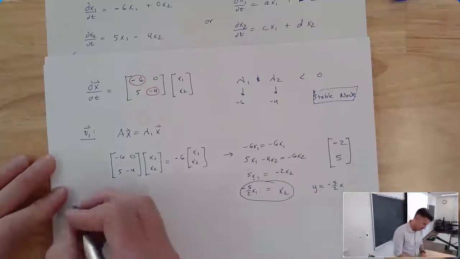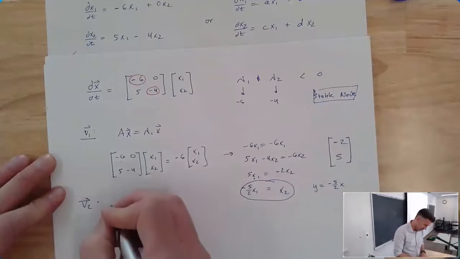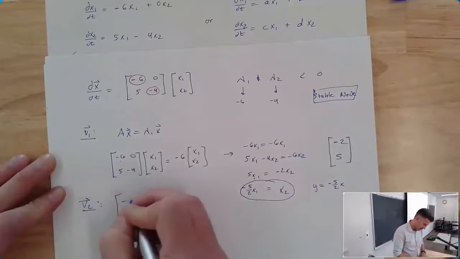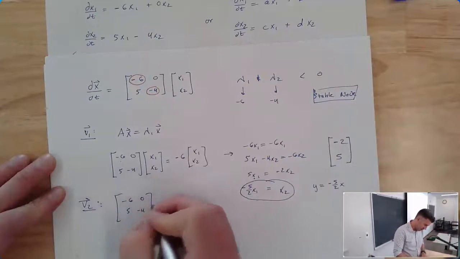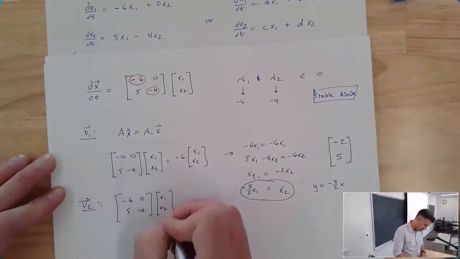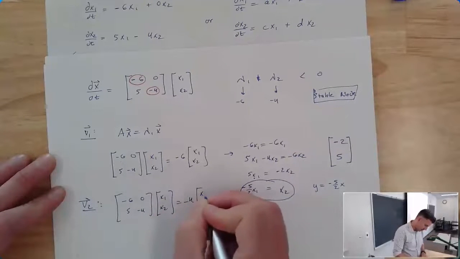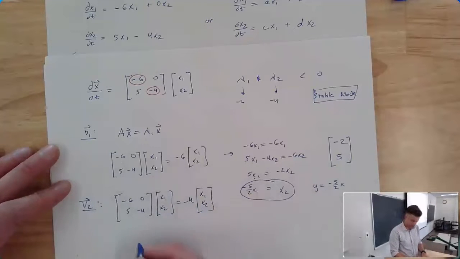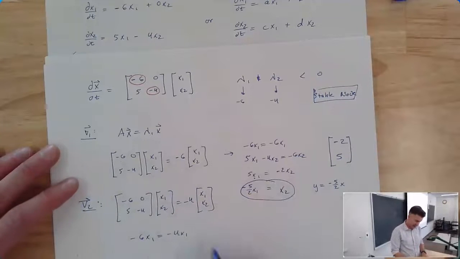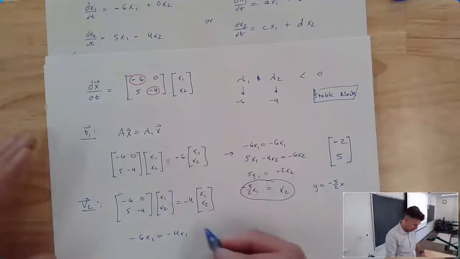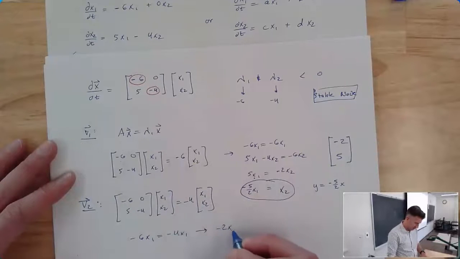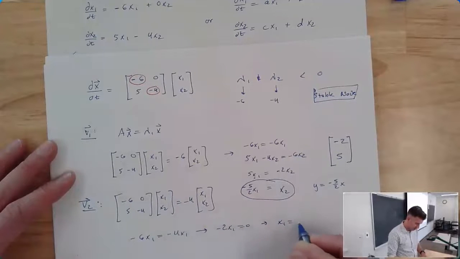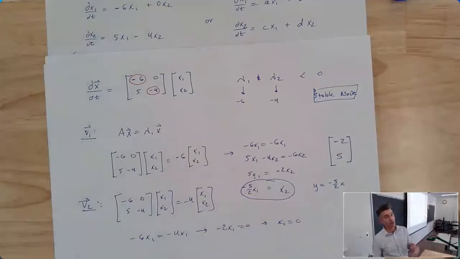Let's do the same thing and find v2. So we're going to have here -6, 0, 5, -4 times x1, x2 equals -4 times x1, x2. And so here the first equation is giving us that x1 is equal to 0. So you're going to get -6 times x1 equal to -4 times x1. You bring everything to the left, you get -2x1 equal to 0, which means x1 is equal to 0. And if x1 is 0, what does x2 have to be, everybody?